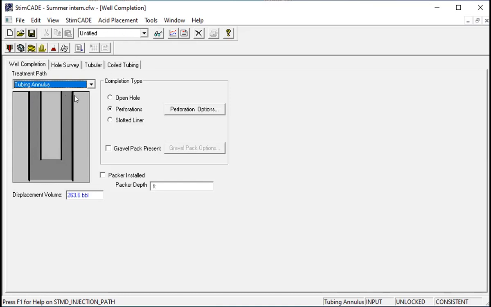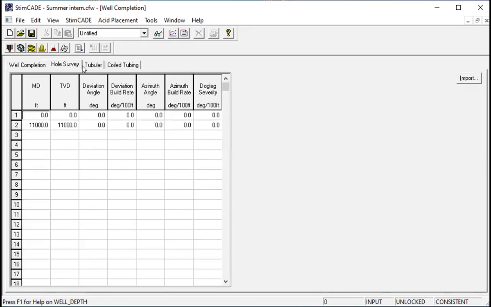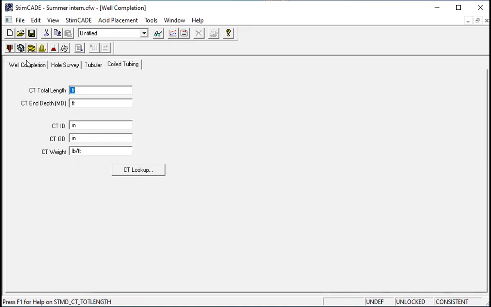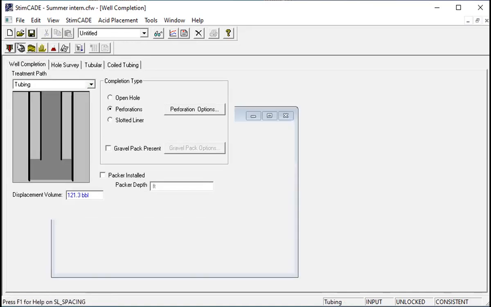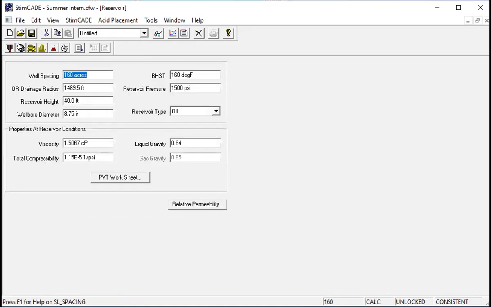But we are going to take our tubing. So that's the volume that is required. So we have our perforation. So we click on that perforation. All right, we have all of those parameters. We go now to the next. We click on the next.